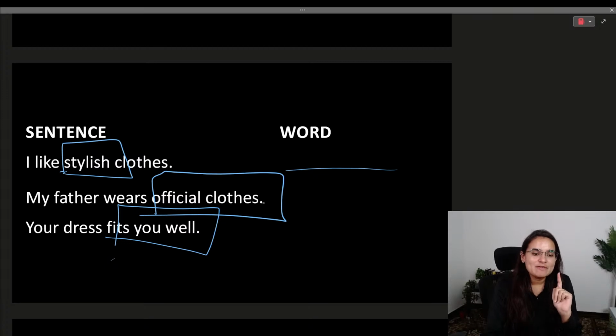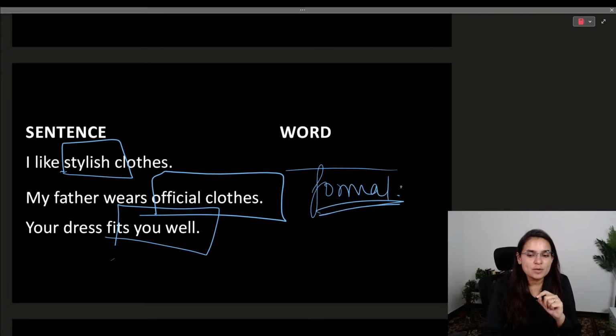Okay. Fashionable is a good word. You can say that. Trendy is a good word. Fine. My father wears formal clothes. My father wears formals. You don't have to say clothes after that. You can say my father wears formals. Okay. Your dress fits you well. What is the other word for that?